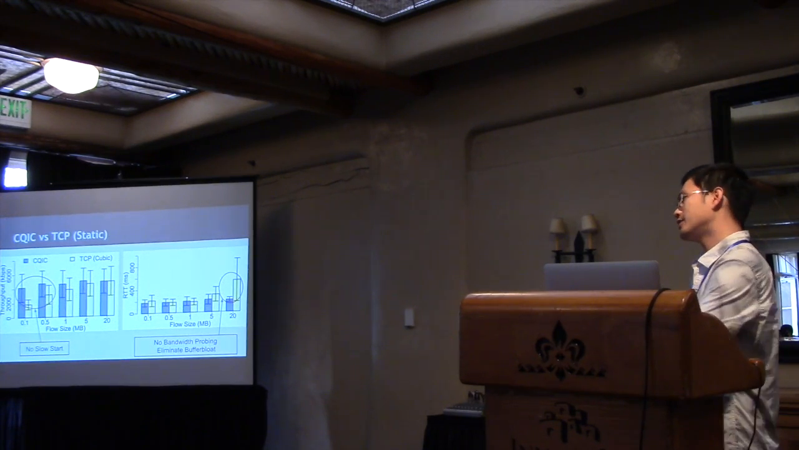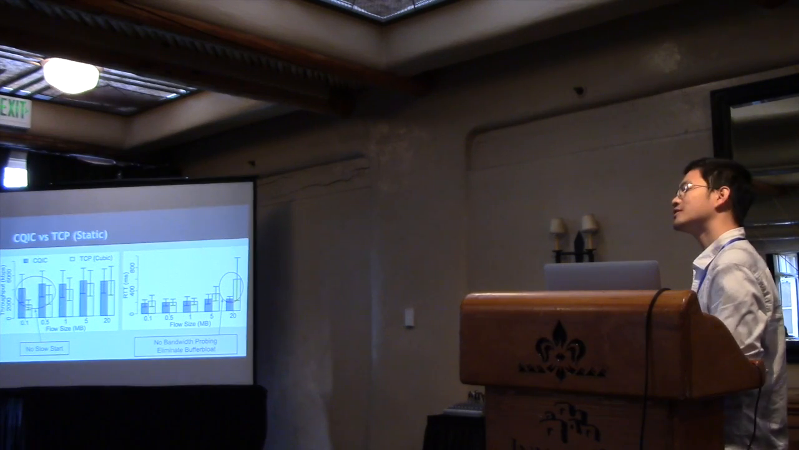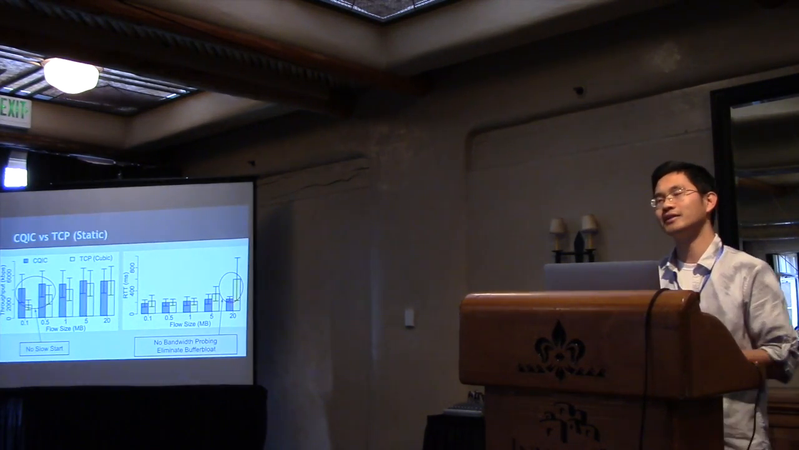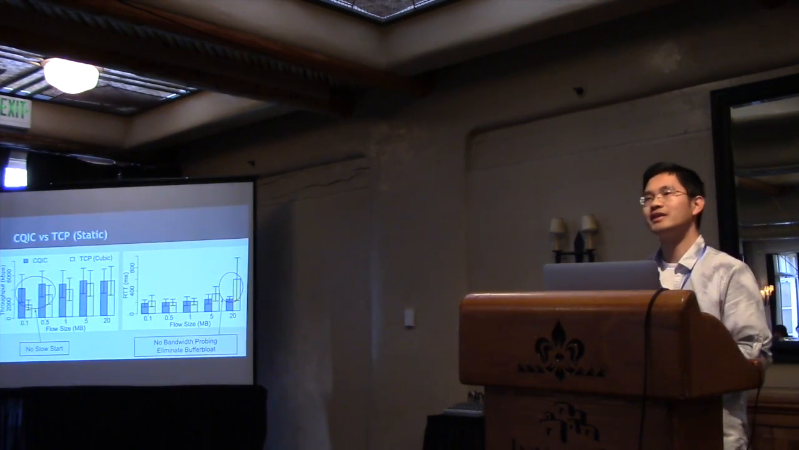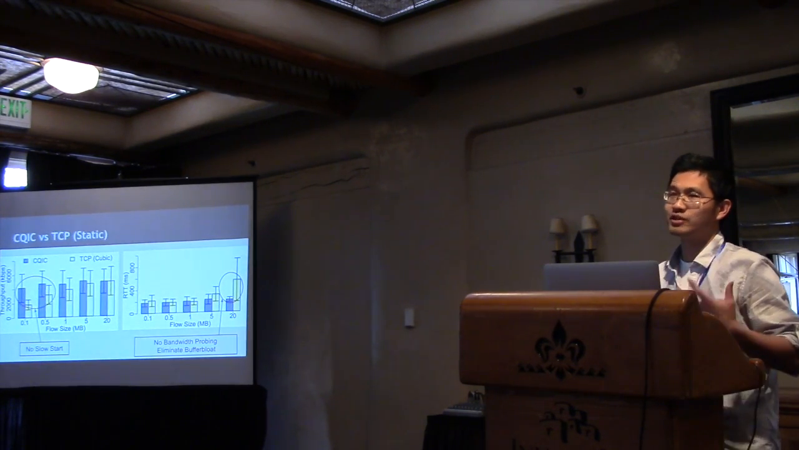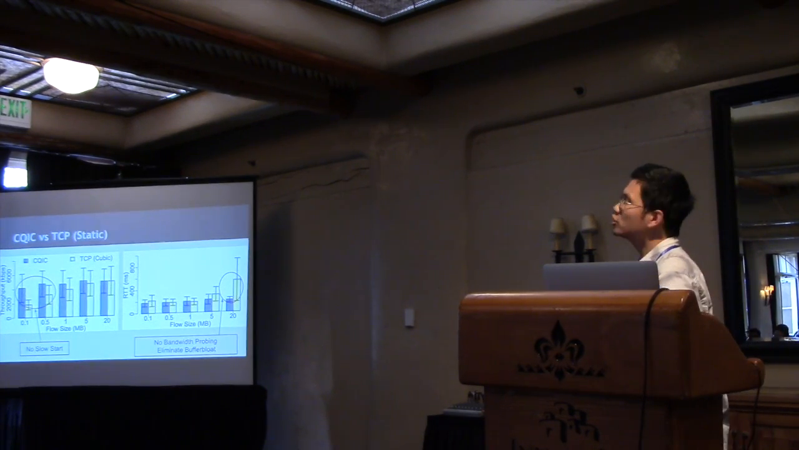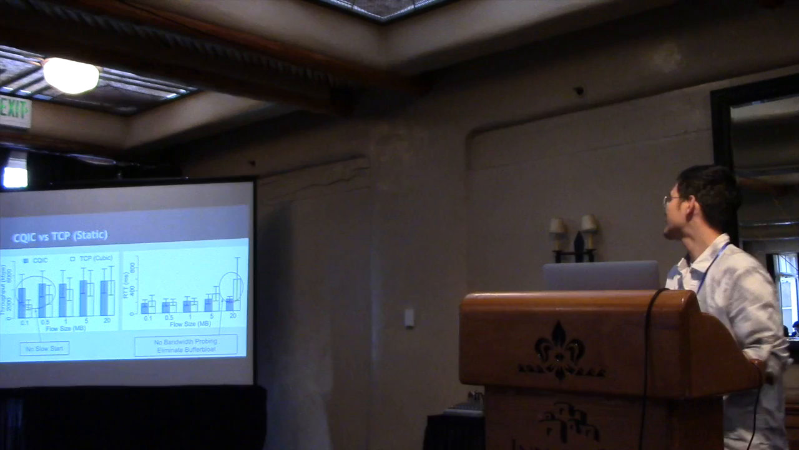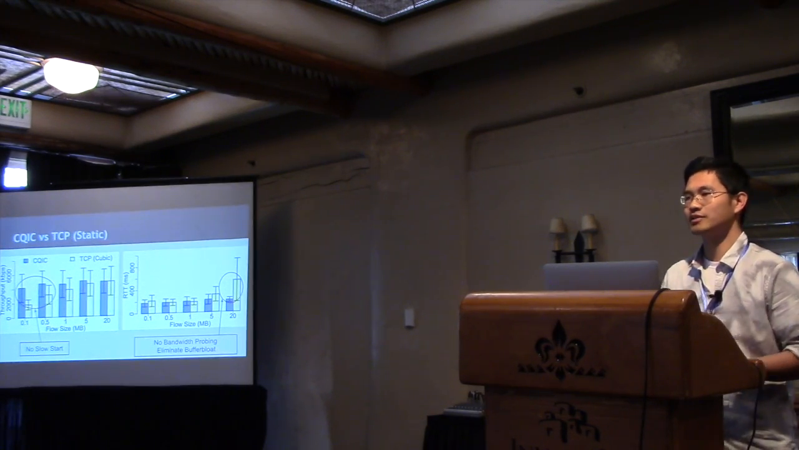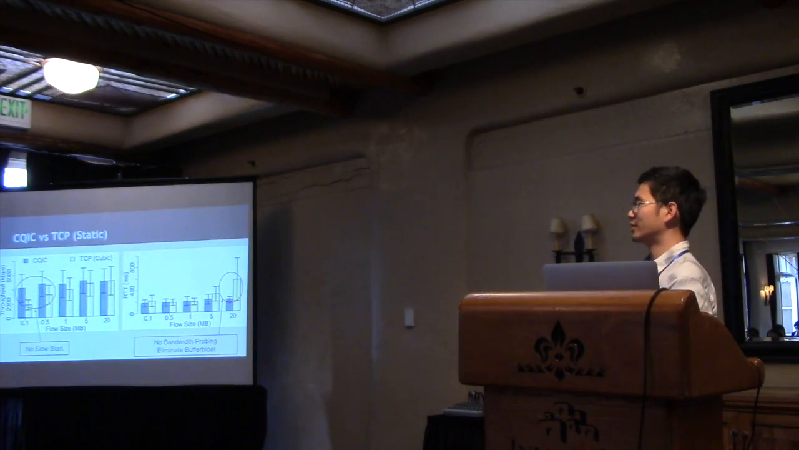However, for large flows, if you look at RTT performance, because CQIC doesn't send additional packets to probe the bandwidth, and in addition CQIC also reacts to the changing channel condition instantaneously, it essentially eliminates the bufferbloat effect. So as a result, you can reduce the RTT by a factor of 2.8 to 2.9.